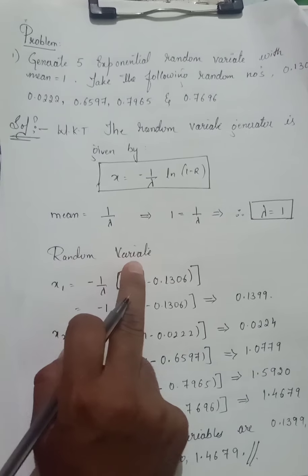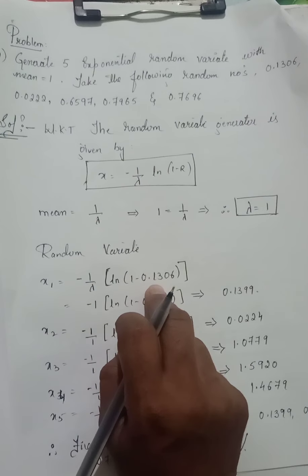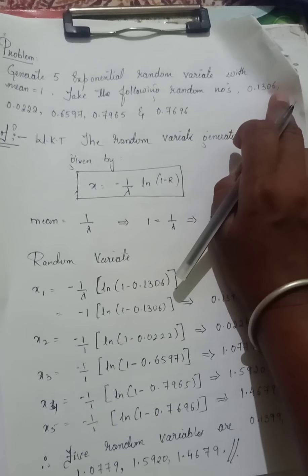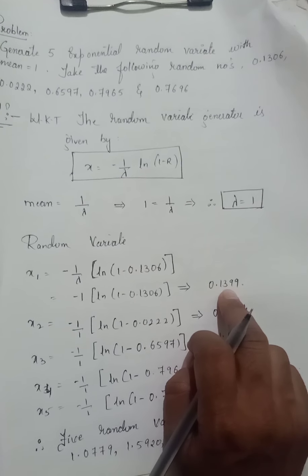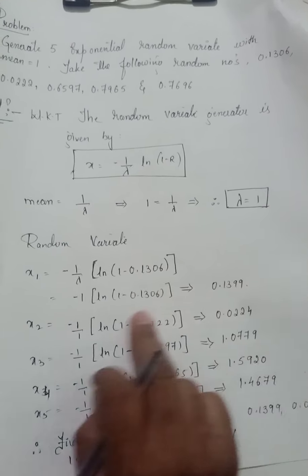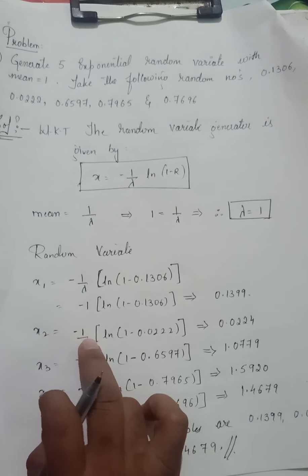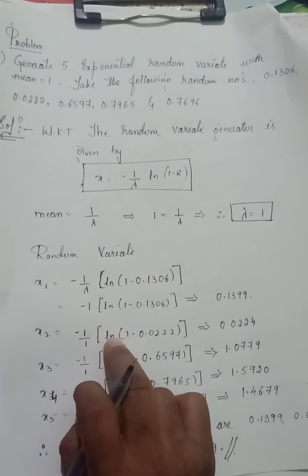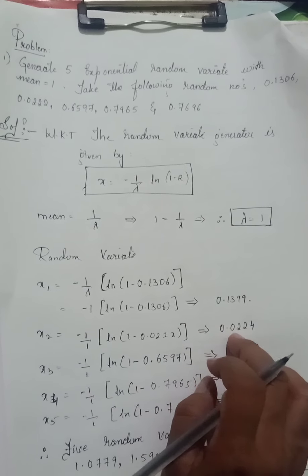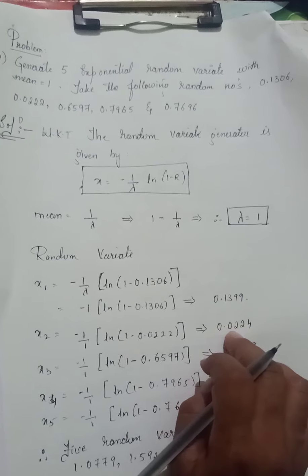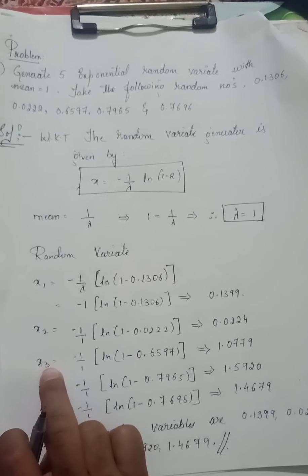So how to generate the random variates? First, x1 equals minus 1 by lambda ln of 1 minus the first random number. What is the first random number they had given? 0.1306. If I substitute here, I'll get 0.1399. Now the next one, x2. What is the value of lambda? It is minus 1 by 1, then ln of 1 minus 0.0222. If I solve this, I'll get 0.0224. Clear?